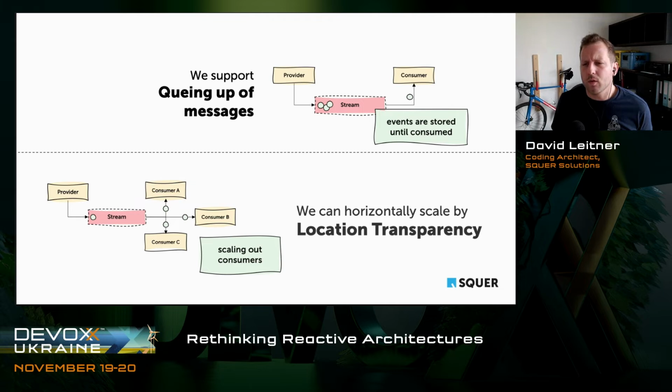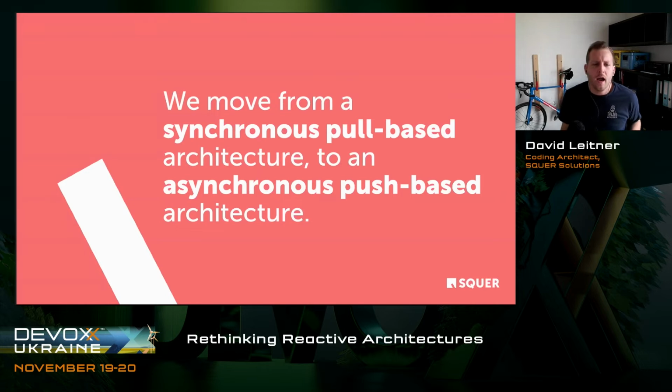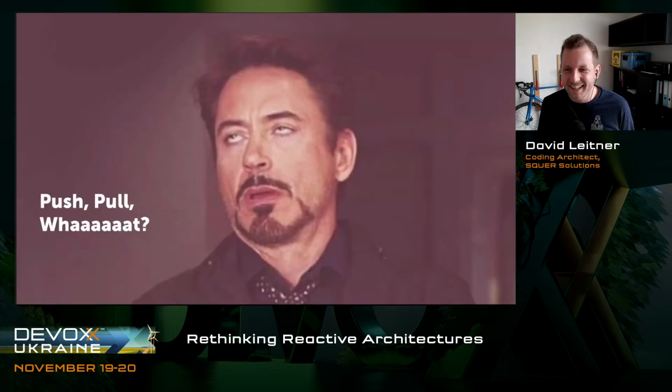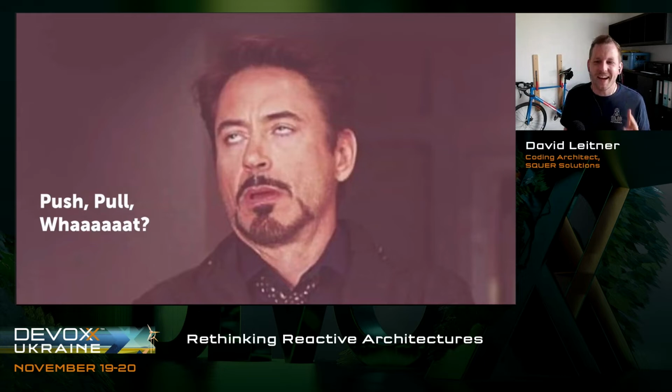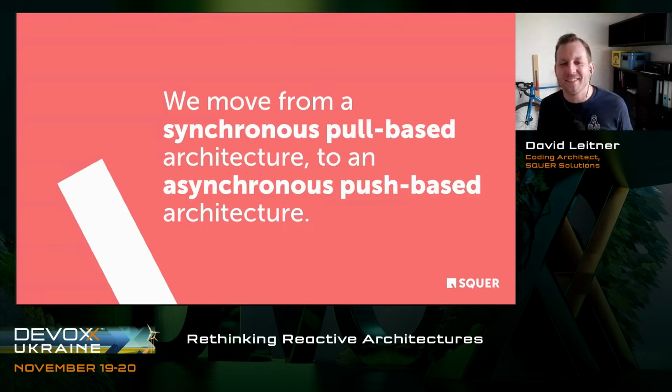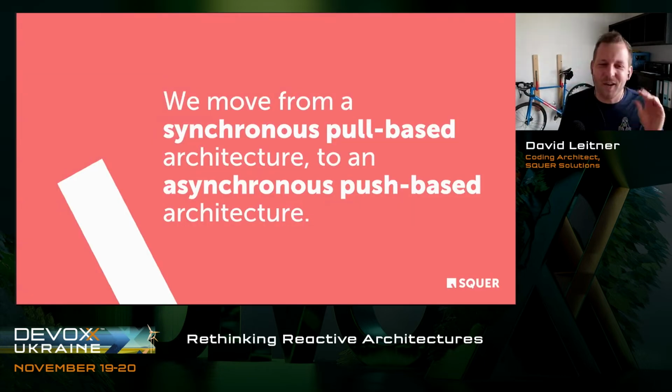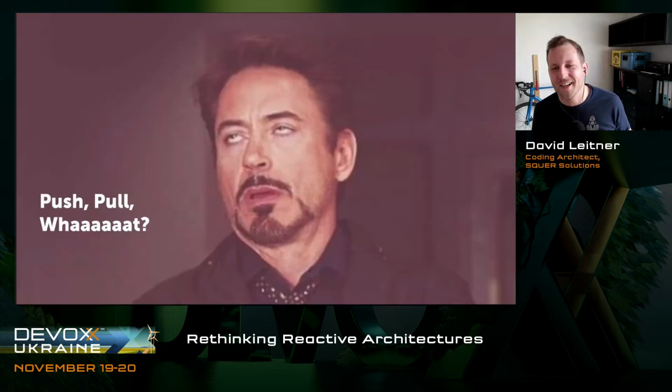And so what we do then is we move from a synchronous pull-based architecture to an asynchronous push-based architecture. And again, let's show it by examples. It makes it, I guess, a lot easier. This is a big statement, but still important. We move from synchronous pull-based to asynchronous push-based architectures. Okay.